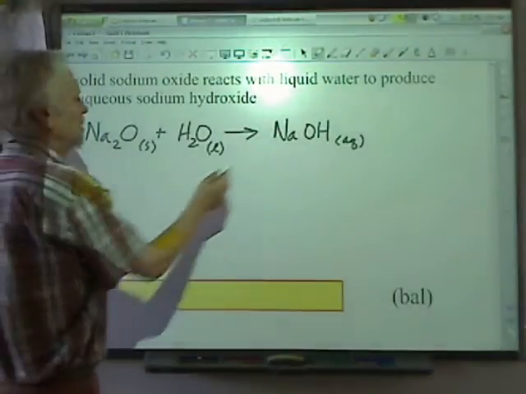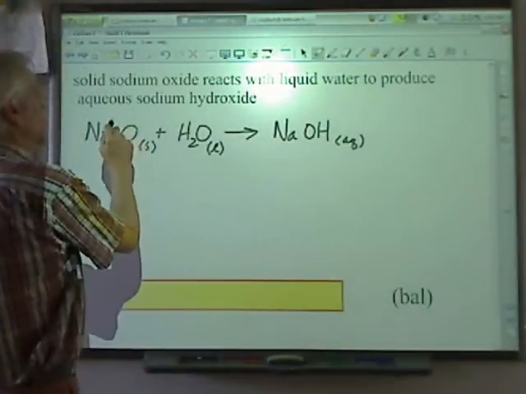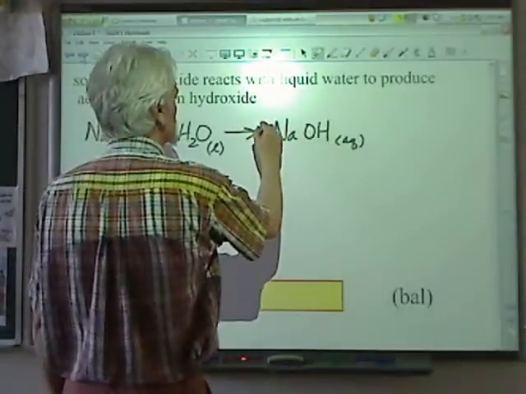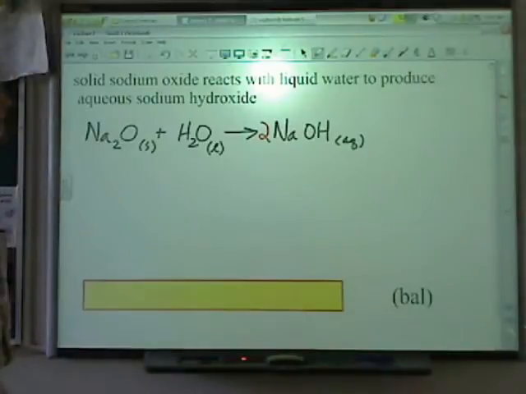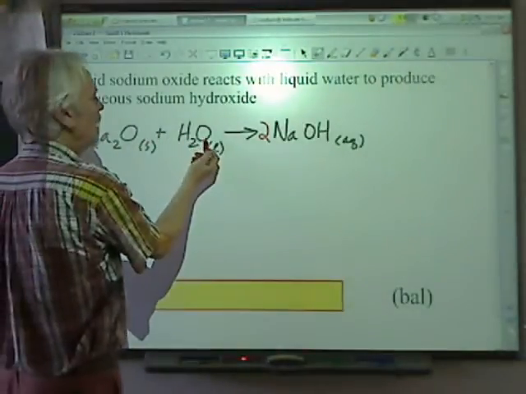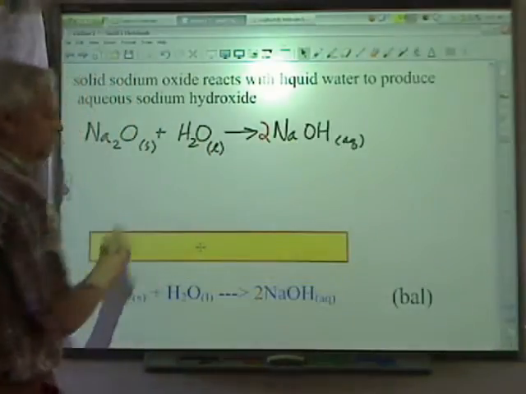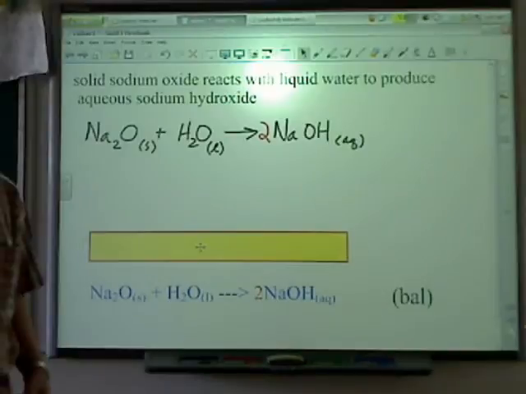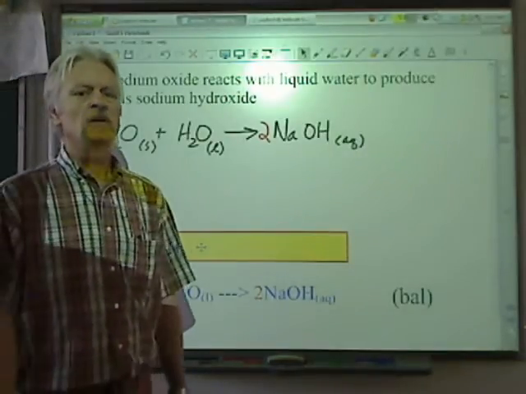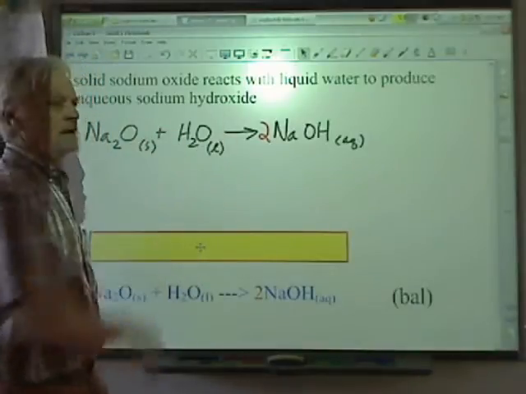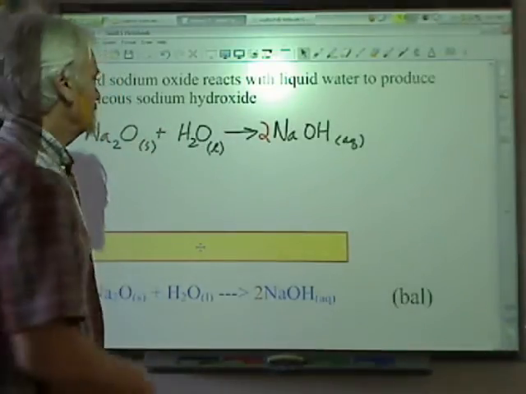2 sodiums here, 1 sodium there, yikes. 2 waters here, 1 water there. Easy to do, we just double up right here, and we end up with a balanced chemical equation. 2 sodiums, 2 oxygens, and 2 hydrogens. All is right with the world, and again, no big problem. Most of these equations will lie down pretty easily in terms of just putting in a couple of coefficients to balance out the amounts.